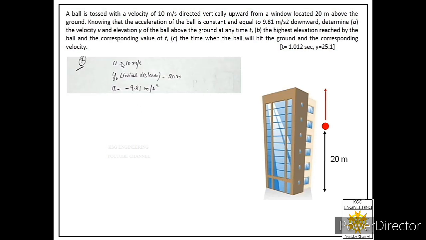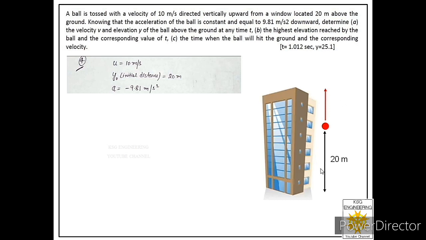So we are given the initial velocity of the ball, that is 10 meter per second. We are given the initial distance also of the ball, that is 20 meters from the ground, and we are given that the ball is under acceleration of minus 9.81 meter per second square. This is given in the question. So in the A part, we have to find the velocity v and elevation y of the ball above the ground at any time t.